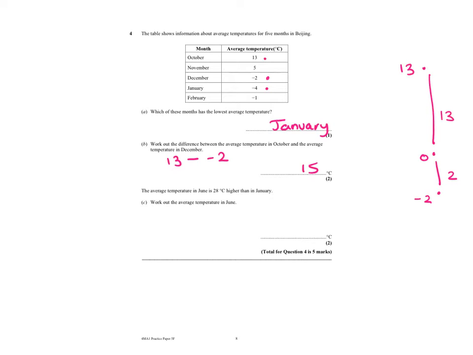The average temperature in June is 28 degrees higher than in January. Work out the average temperature in June. So if we have January's -4, we're going to add 28 degrees because it's 28 higher, which is going to give us 24 degrees. -4 plus 28 is the same as saying 28 minus 4.